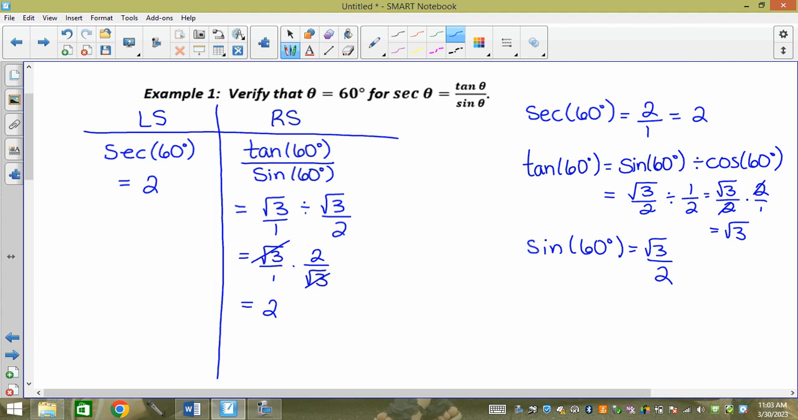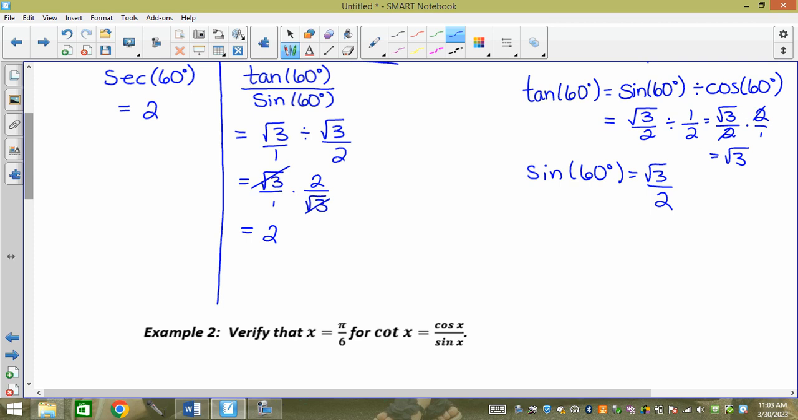Okay. So, our first step, fill in the 60s. Second step, go off to the side, figure out what they are. Third step, do some math. Fourth step, and you will lose marks if you don't do this, is you've just verified that that is 2 and that is 2, correct? So, at the very end, you have to write this. LS equals RS. You will lose marks if you don't, because that's the statement they're looking for at the end. How do I verify it? Left side equals right side.